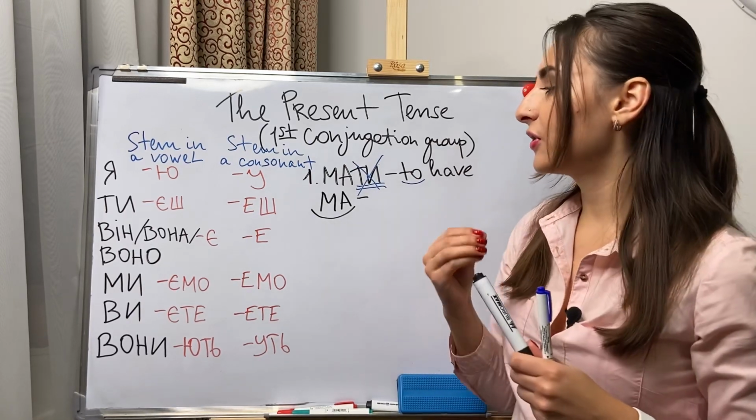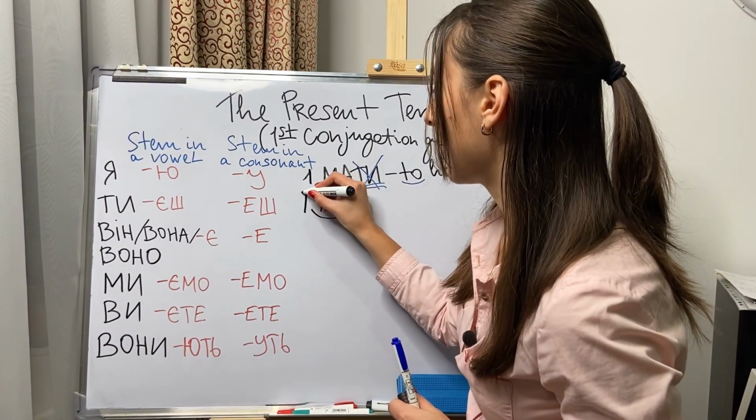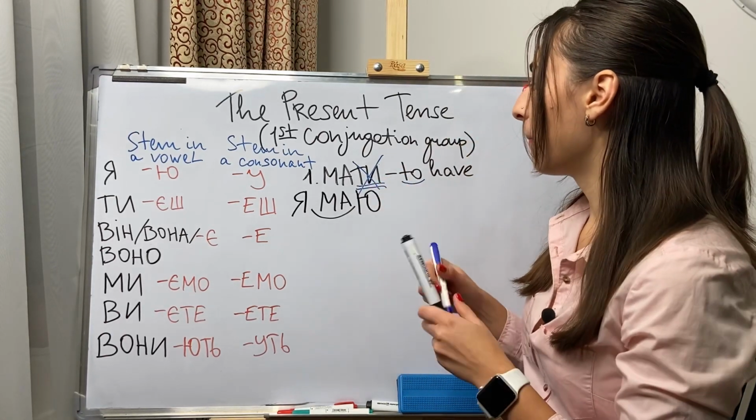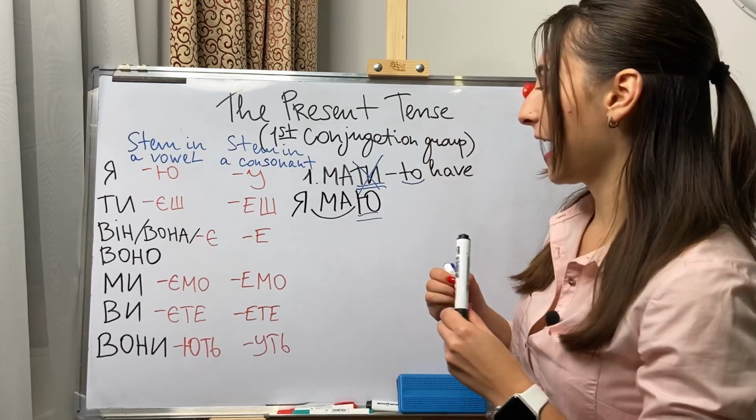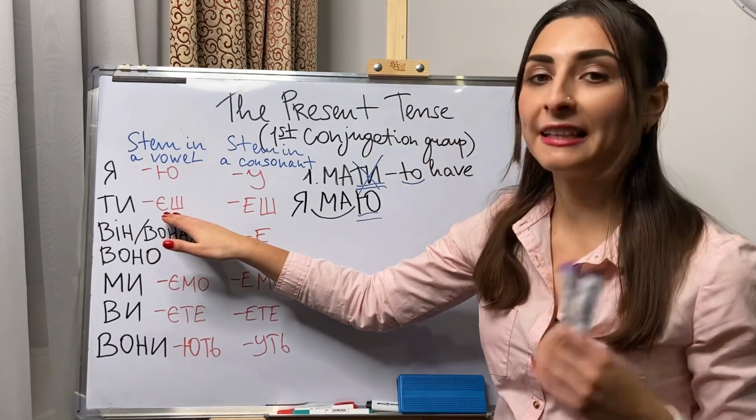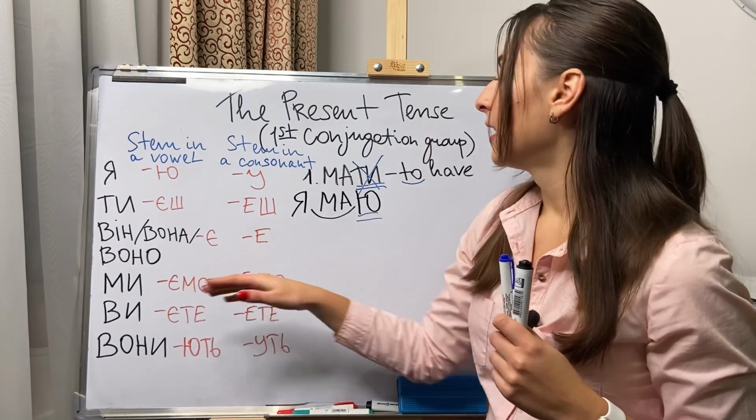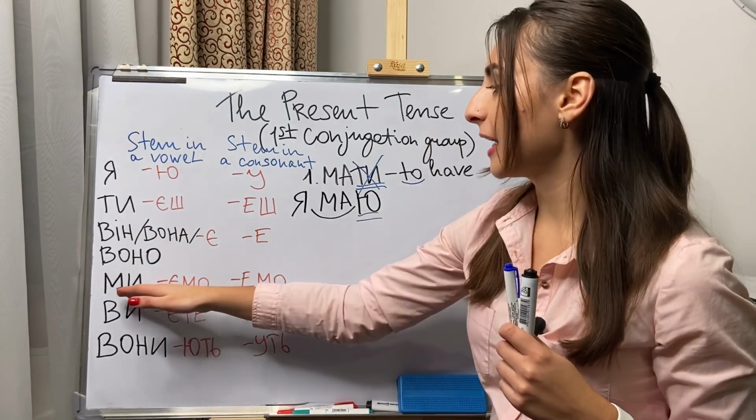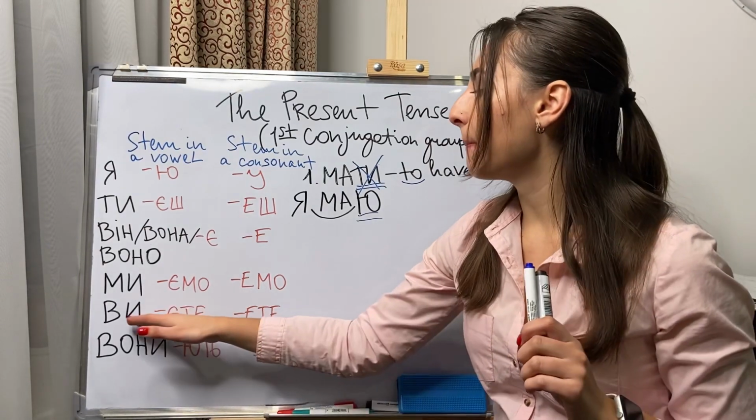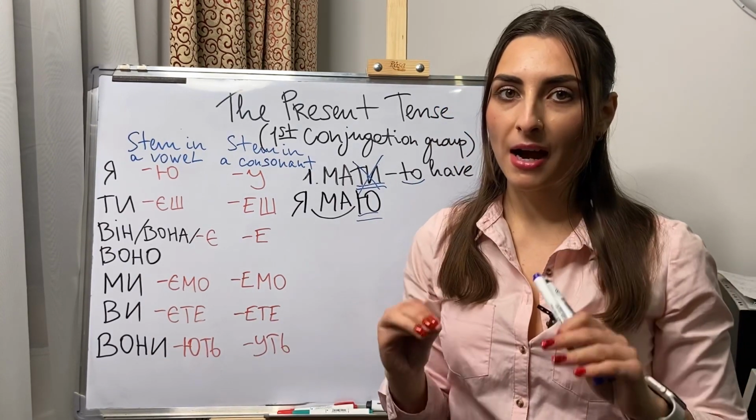So then if you want to say я маю, that means I have, you have to add the ending ю in the end. Я маю, it means I have. Then if you want to say you have, ти маєш, he, she, it has, він, вона, воно має, then ми маємо, we have, ви маєте, you have, it's you plural, вони мають, they have.